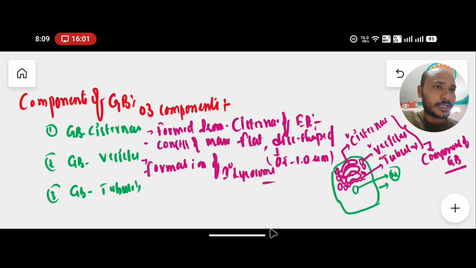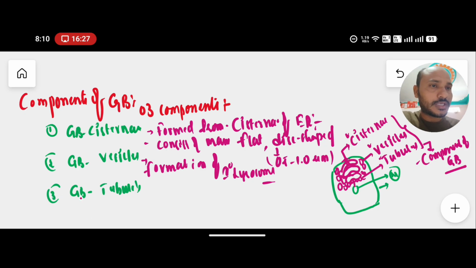A very important point here: if the cisternae of the Golgi bodies face towards the nucleus, they are called the cis face, and if they face towards the plasma membrane, away from the nucleus, they are called the trans face. The Golgi bodies have three components: the most important is cisternae, the second is vesicles, and the third is tubules. These three together are called the components of the Golgi bodies.